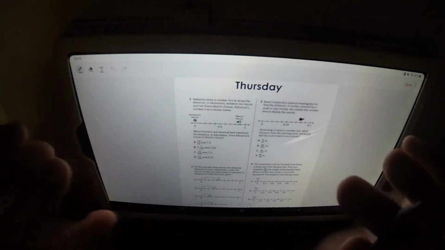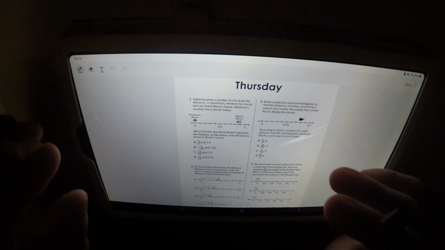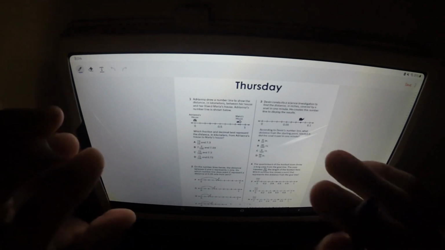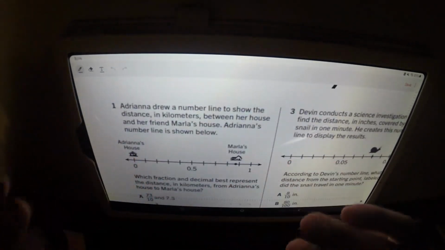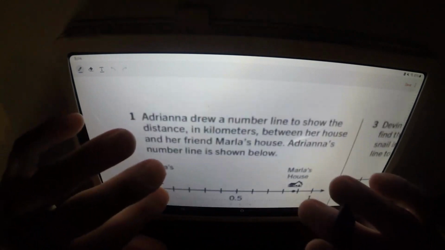This is Thursday's homework. This is Thursday, October 26th for Dylan's math class. Let's begin. All right, we're starting with number 1.